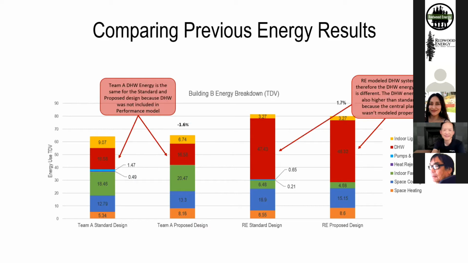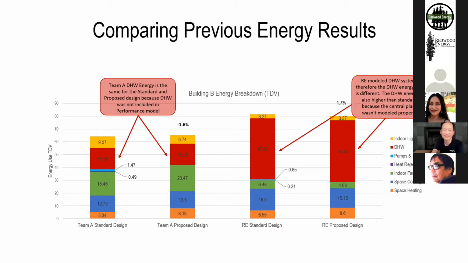In terms of domestic hot water, as you can see, this is a huge portion of the total building energy breakdown. Team A did not include their domestic hot water system. Part of the reason, I think, is that earlier versions of EnergyPro don't have the capability of modeling a central domestic hot water system properly. And you can see that even though it has values of 16.5 and 16.5, they cancel out, and it shows in the reports.